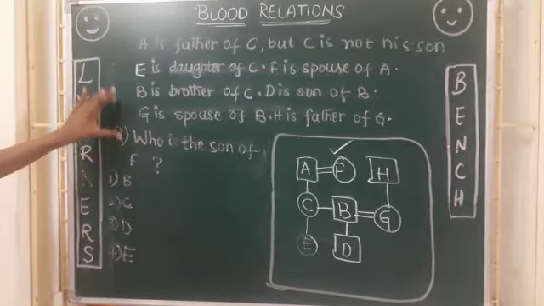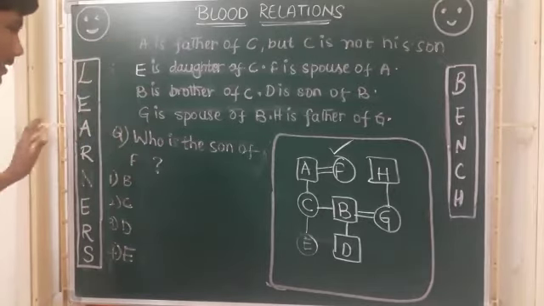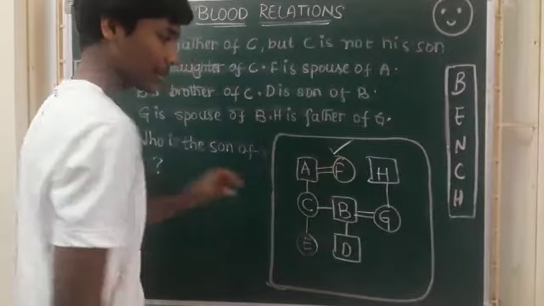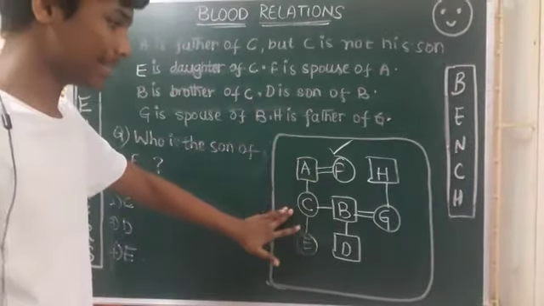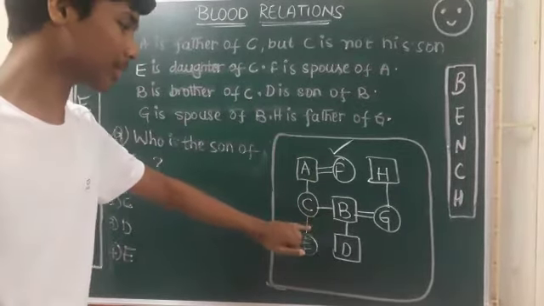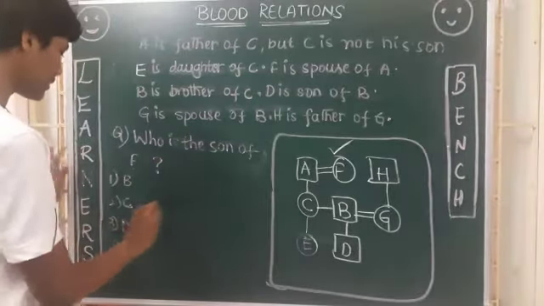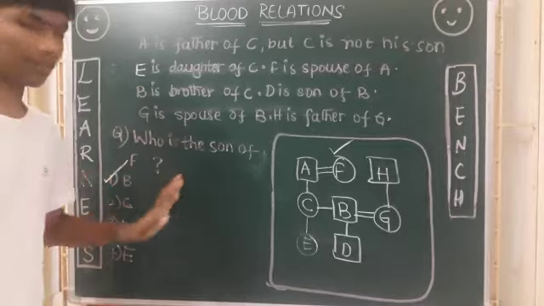There is one more question given for this information. Who is the son of F? Here F is mother of B and C. But C is daughter, B is the son, because here circle means female and square means male. So B is the son of F.